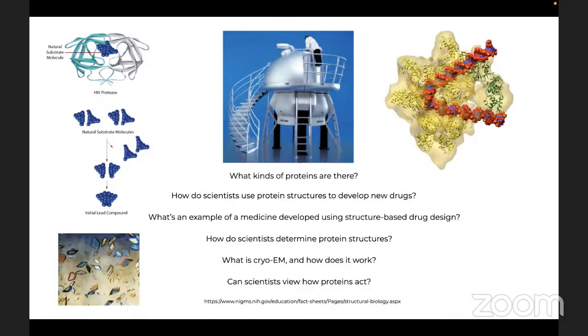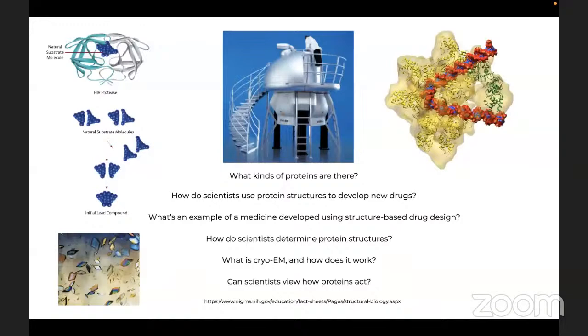And then the very basics of how you determine structures. What are the different ways you can determine structure? One of the latest technologies is CryoEM. How does that work? We are going to discuss all of that in the slides.